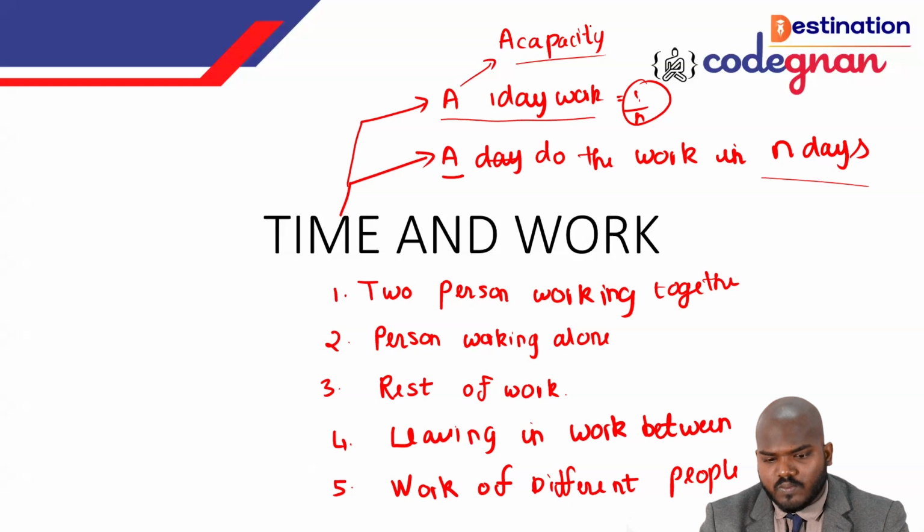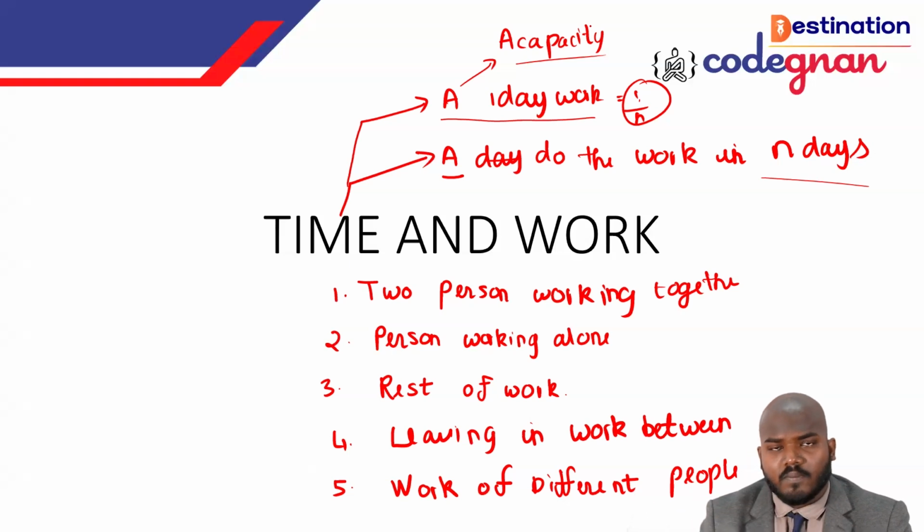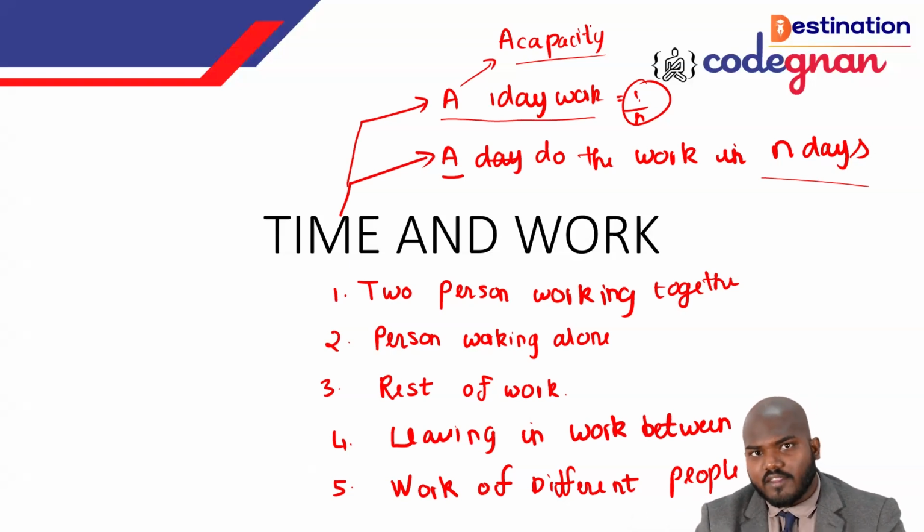Okay. So going to the next one, the person working alone. A and B are combinedly working, and after a few days B left, so only A keeps on working until the rest of the work is completed. Then how much work will the remaining person complete? They will ask you this kind of question from the second type.